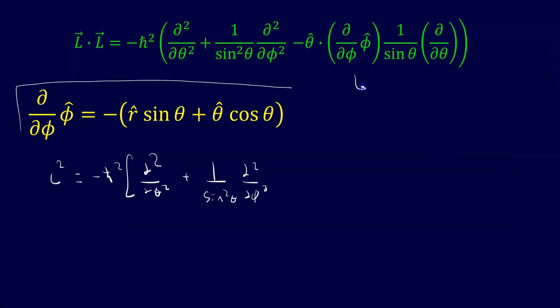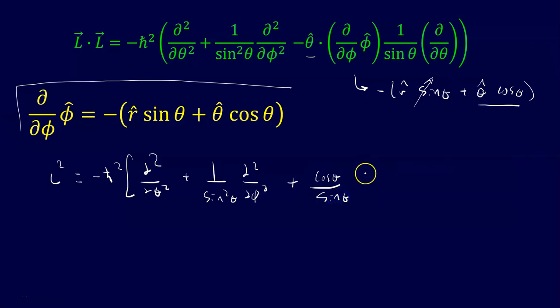And so right here, this piece will be negative r hat sine theta plus theta hat cosine theta. And so I'm dotting that with theta hat. And so this is going to be the piece that's interesting to me. So this piece, when I dot it with theta hat, will just be 0. And so what happens is these two negative signs will cancel, so I get plus, and then it'll end up being theta hat dot theta hat, which is just 1. And so I'll come up with this term cosine theta over sine theta d theta.